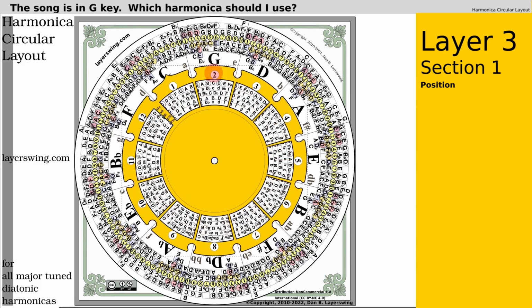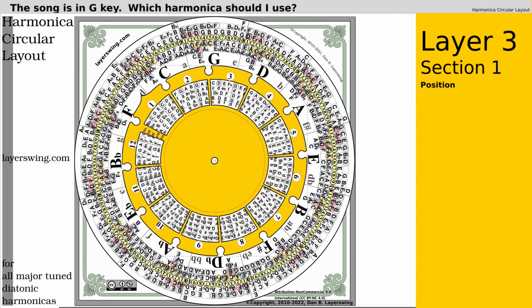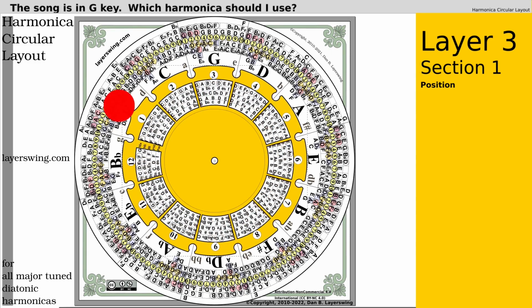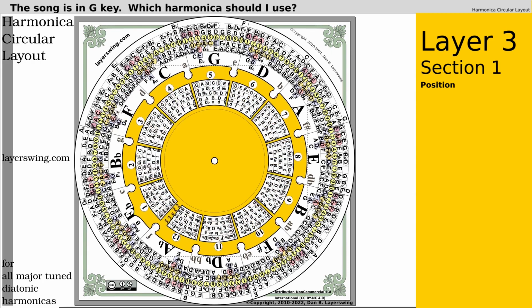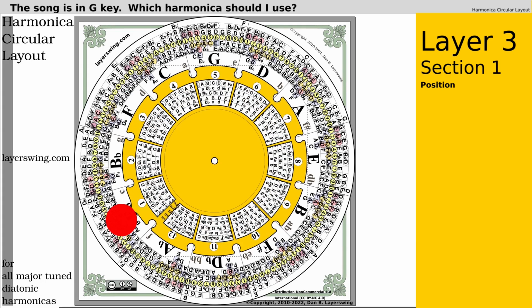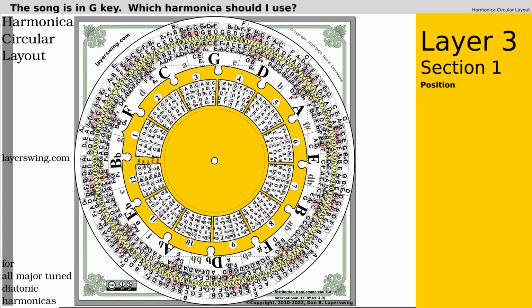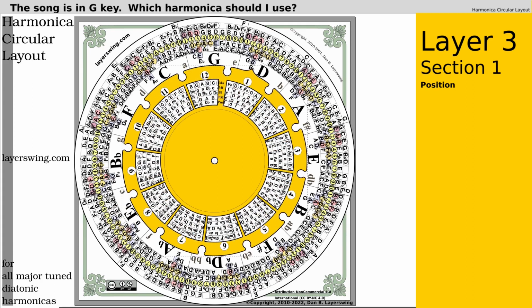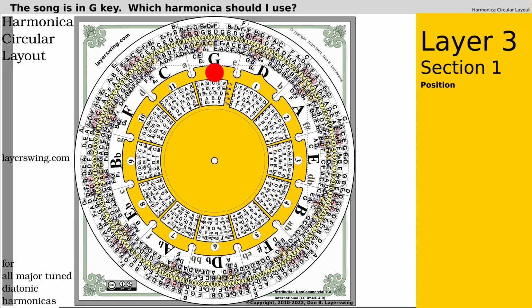Example. For position 2, use harmonica C. For position 3, use harmonica F. For position 5, use harmonica E flat. For position 12, use harmonica D.